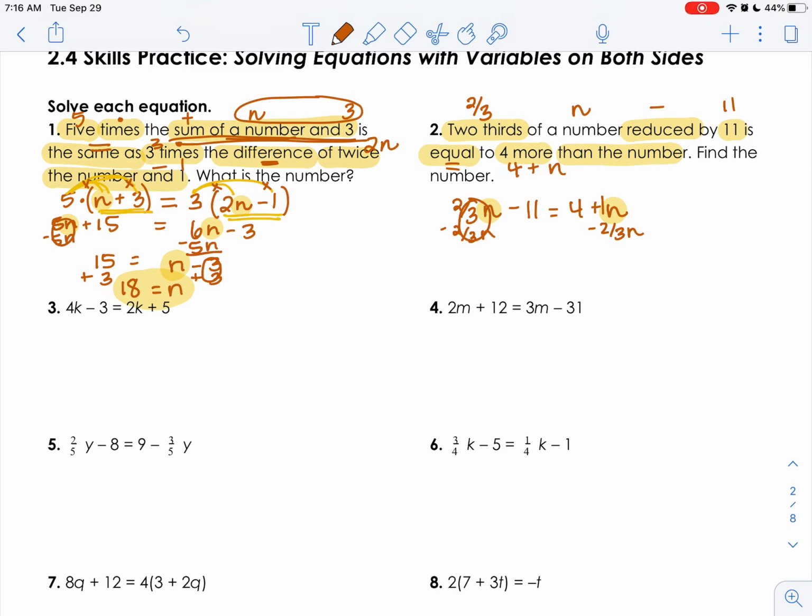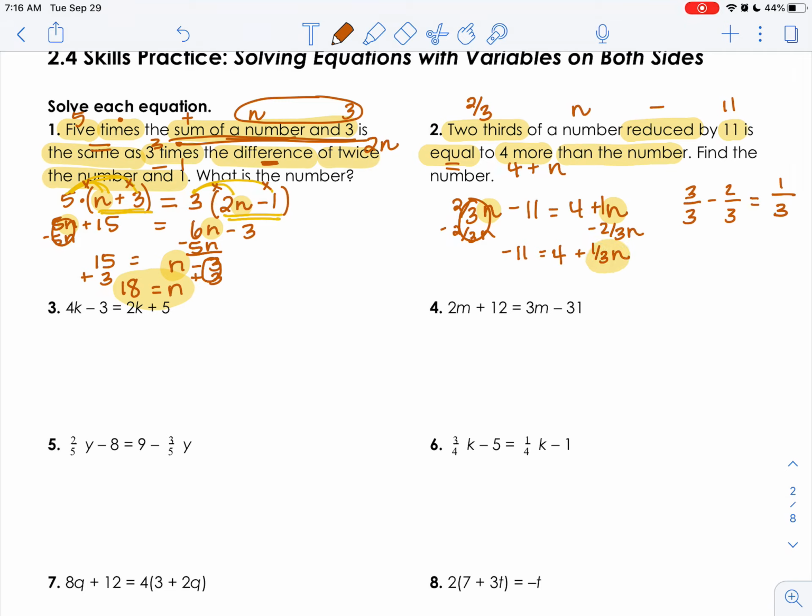2/3 n minus 2/3 n is 0, leaving me with a negative 11 equals 4. Okay, now I'm going to do this 1 minus 2/3. You can use your calculator, but we could also get a quick common denominator. 1 is the same as 3 over 3, and I'm subtracting 2 over 3. 3 minus 2 is 1 over 3. So I have 4 plus 1/3 n.